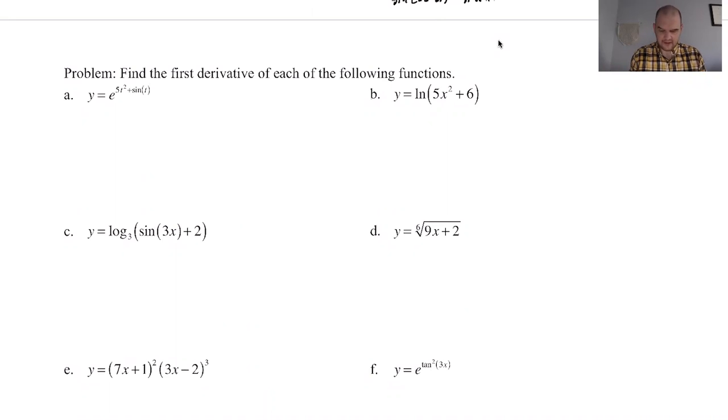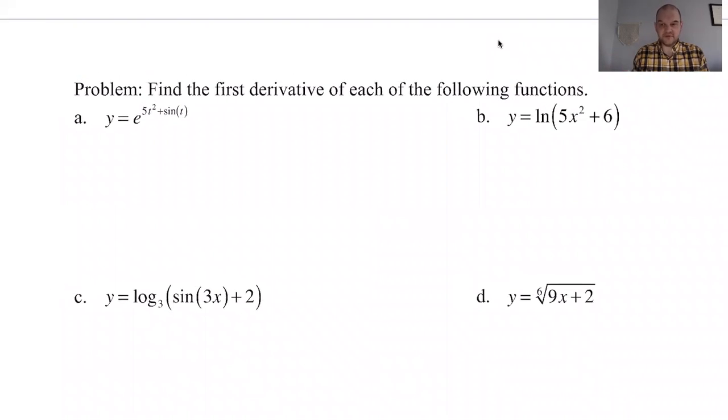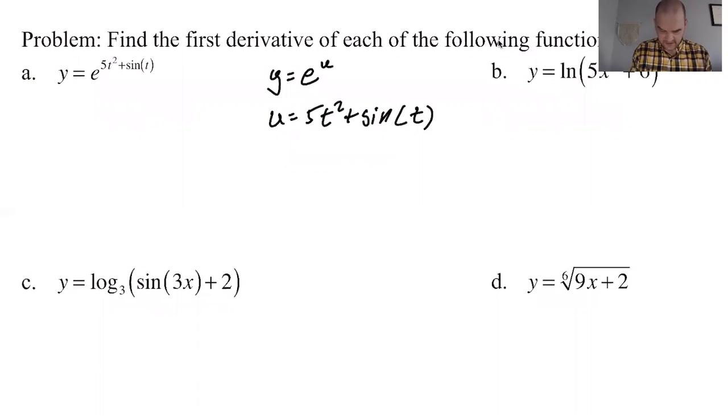So I see here I have an exponential function, which is kind of the first time we've dealt with that. So you can do the thing where you break it down and you say that y is equal to e to the u, and then u is equal to 5t squared plus sine of t. My t is a little weird there. Okay, I feel like that's better. And then what you're going to do is we're looking for dy dx.